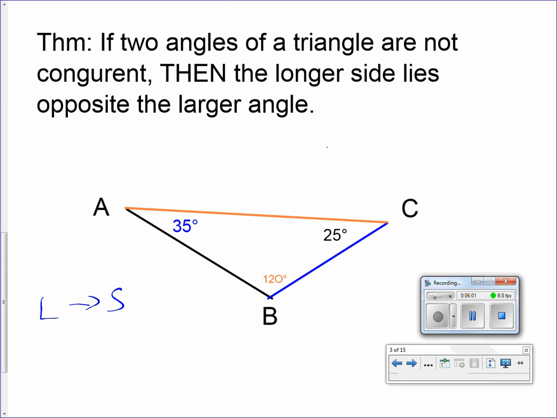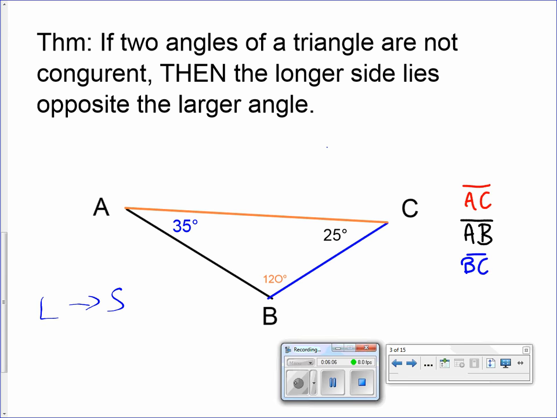Now, let me just write the side names up here for reference sake. We have these three sides. So now what I want you to do is, in list format, write down these three sides in the order from largest to smallest. Go ahead and put me on pause and see if you can do that on your own.